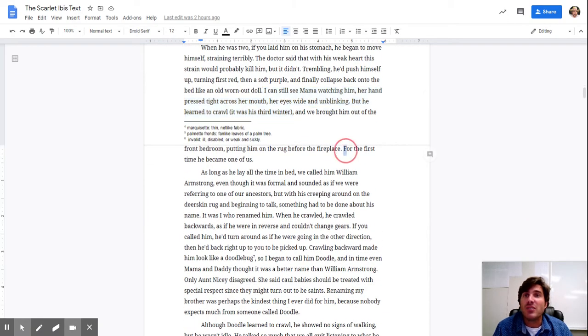All right. But then we get this phrase. It was the first time he became one of us. So when Doodle was 3, they kind of realized, you know what? He's growing. He's getting stronger. He's getting more and more able to do things. And as before this baby would lay still, this 3-year-old is now participating and living. And he starts to crawl. And that's where we get the name Doodle, which is kind of cute. All right.